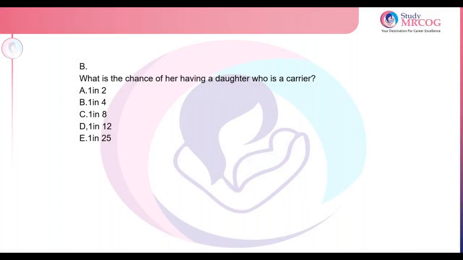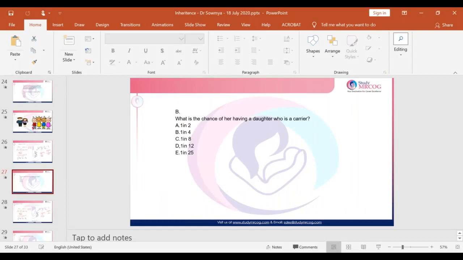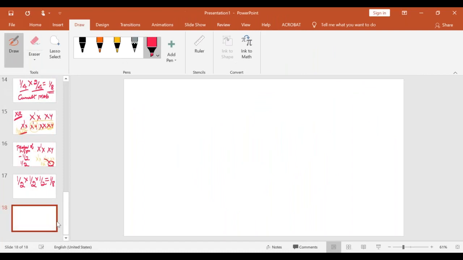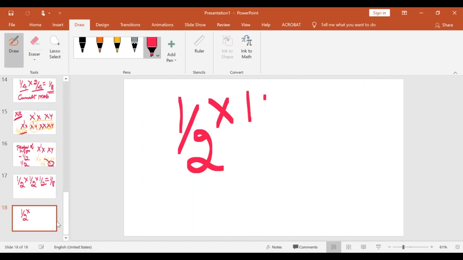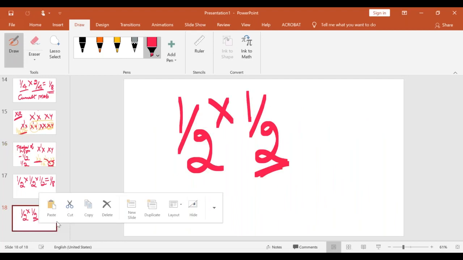Again, you have to calculate in a similar way to what we calculated before. We know this woman's chance of being a carrier is half, and the chance of getting a daughter is half. And here one of two daughters will be affected, or rather, because this is an X-linked carrier, one of the two daughters will be a carrier. They are asking about a daughter who is a carrier, so again this is 1/2. So the cumulative probability is 1/8.